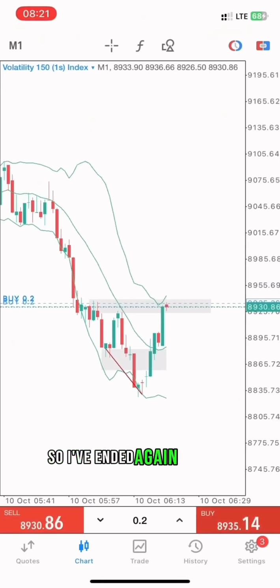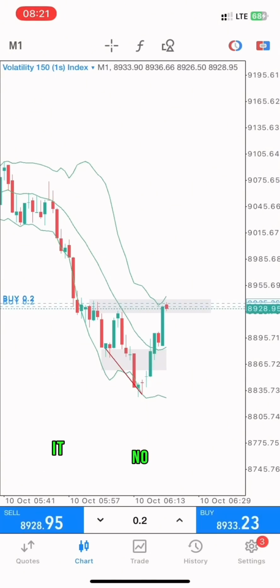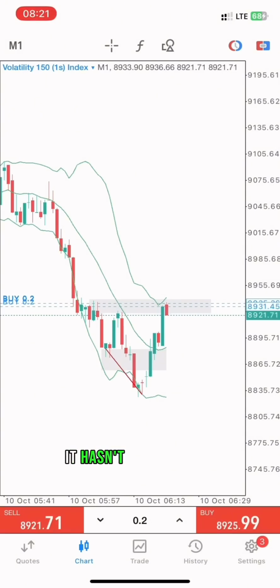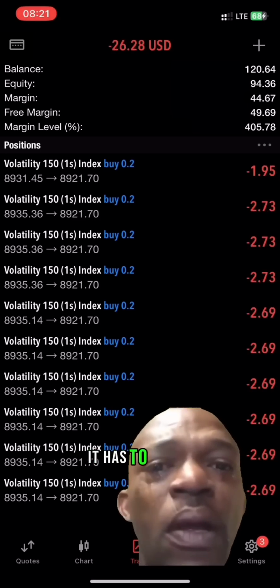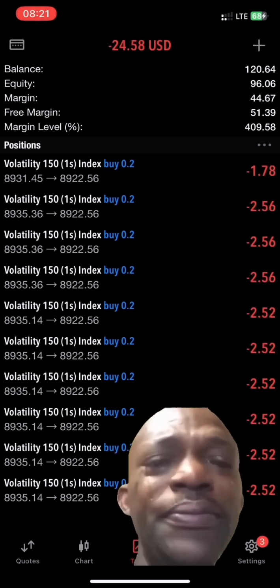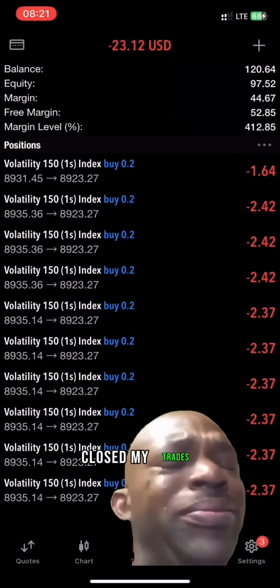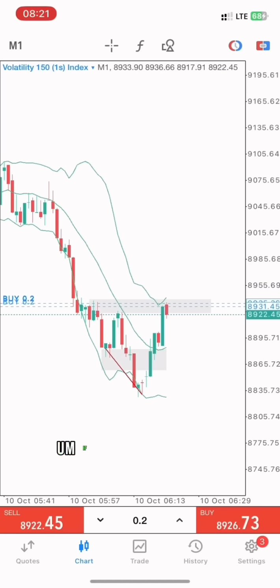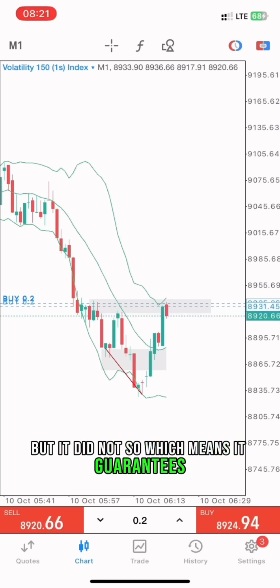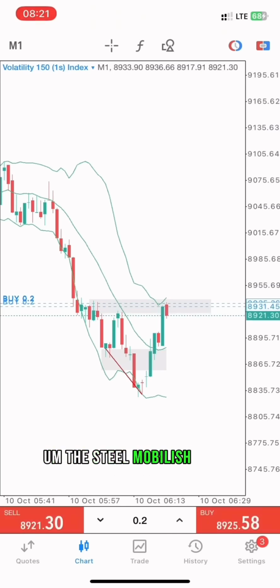So I've ended again, because it hasn't touched the top Bollinger Band part. It hasn't, and it has to. It's compulsory. It has to touch the top Bollinger Band part. So I've closed my trades to build the account and enter again. If it had touched the top Bollinger Band part, then my trade would have been over, but it did not. Which means it guarantees there's still more bullish power.